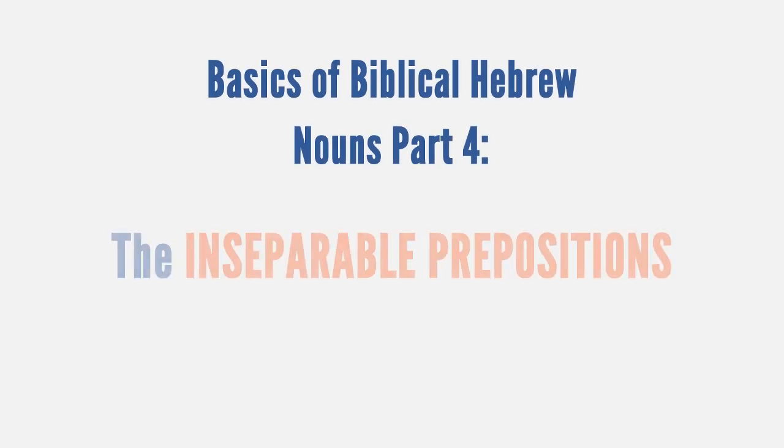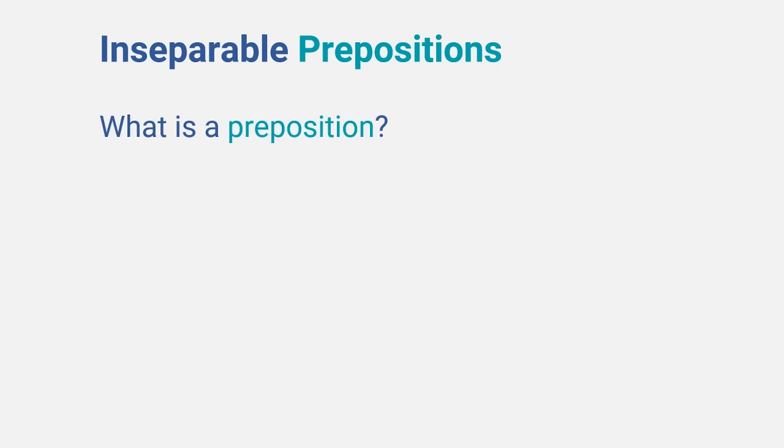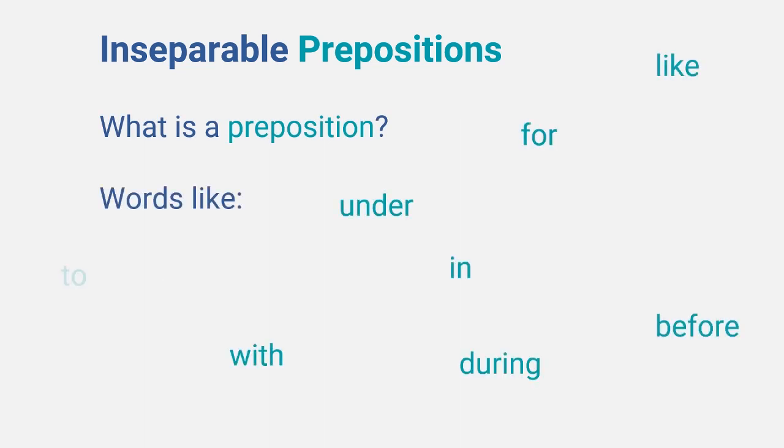In this video, we return to the Hebrew noun and look at another way in which it can be modified, namely by adding an inseparable preposition. The first question we should ask is, what is a preposition? Prepositions are small words that tell us something about the position of a person or a thing. Here we can see a small selection of prepositions in English, like under, with, like, for, during, etc.